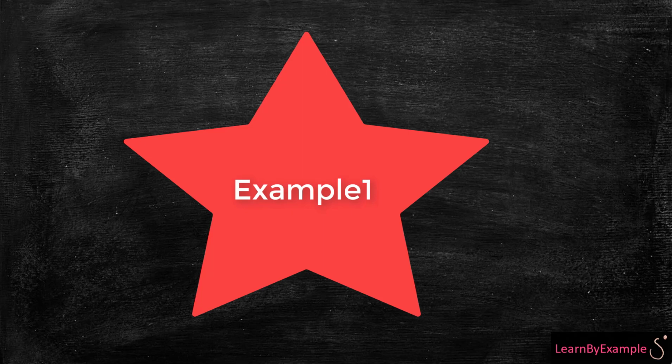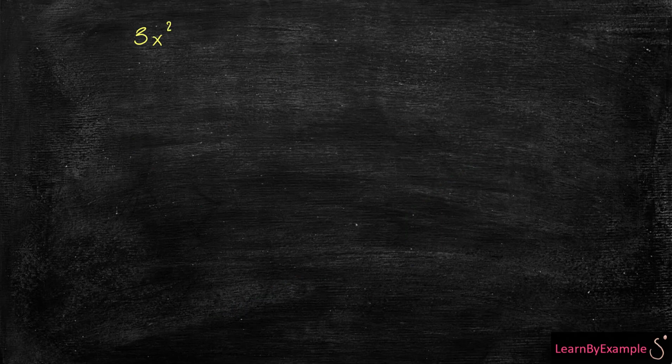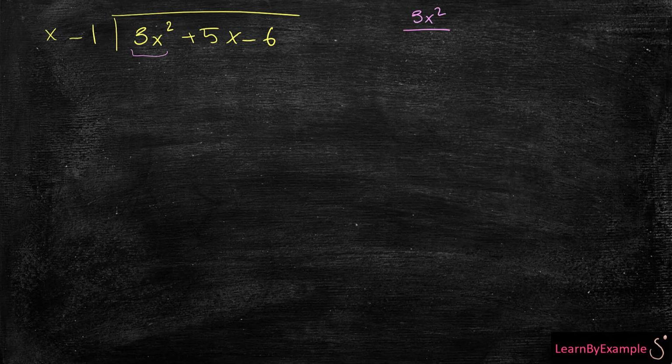So let's start with a basic one here. I'm going to divide 3x squared plus 5x minus 6 by x minus 1. What I'll do in this case is take a look at the first term. I'm going to divide 3x squared by x. 3 divided by 1 is 3. X squared divided by x is just x. So I'll get 3x, and I'm going to write that on top.